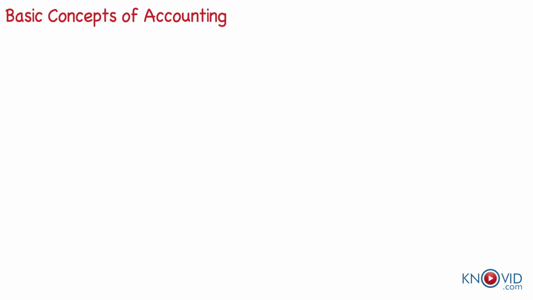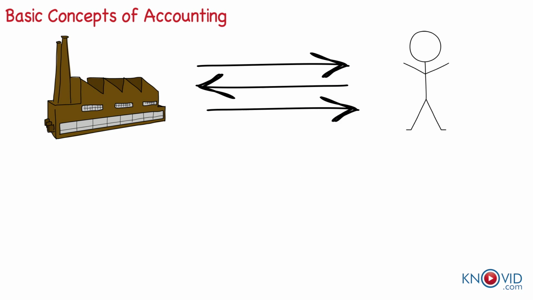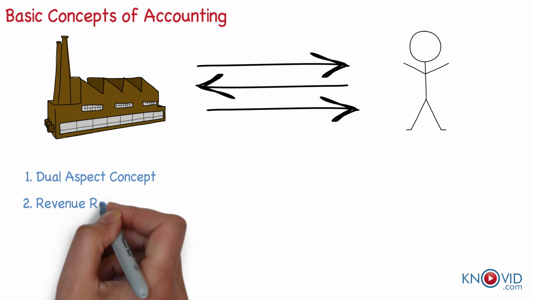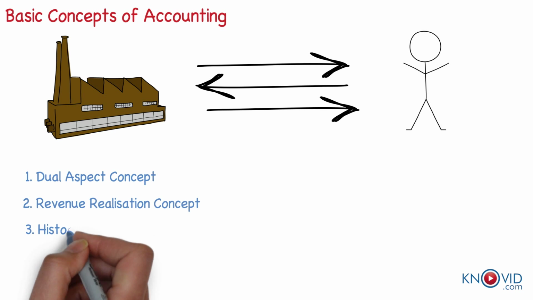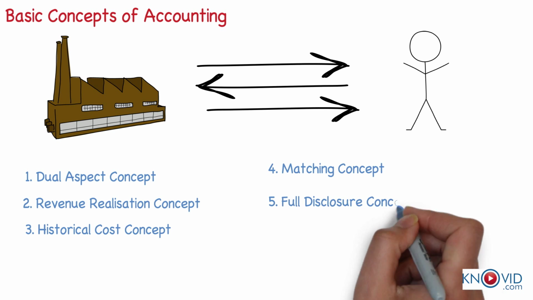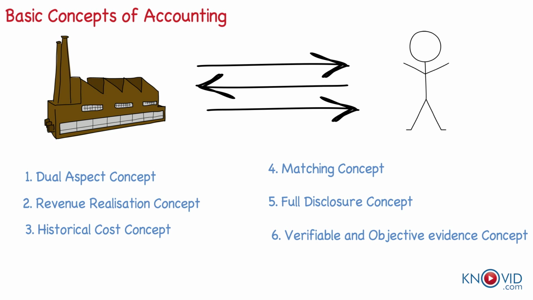Basic concepts of accounting guide how business transactions are reported. On the basis of the four basic assumptions that we saw earlier, the following concepts of accounting have been developed. The concepts are dual aspect concept, revenue realization concept, historical cost concept, matching concept, full disclosure concept, verifiable and objective evidence concept. We will look into each of them briefly.